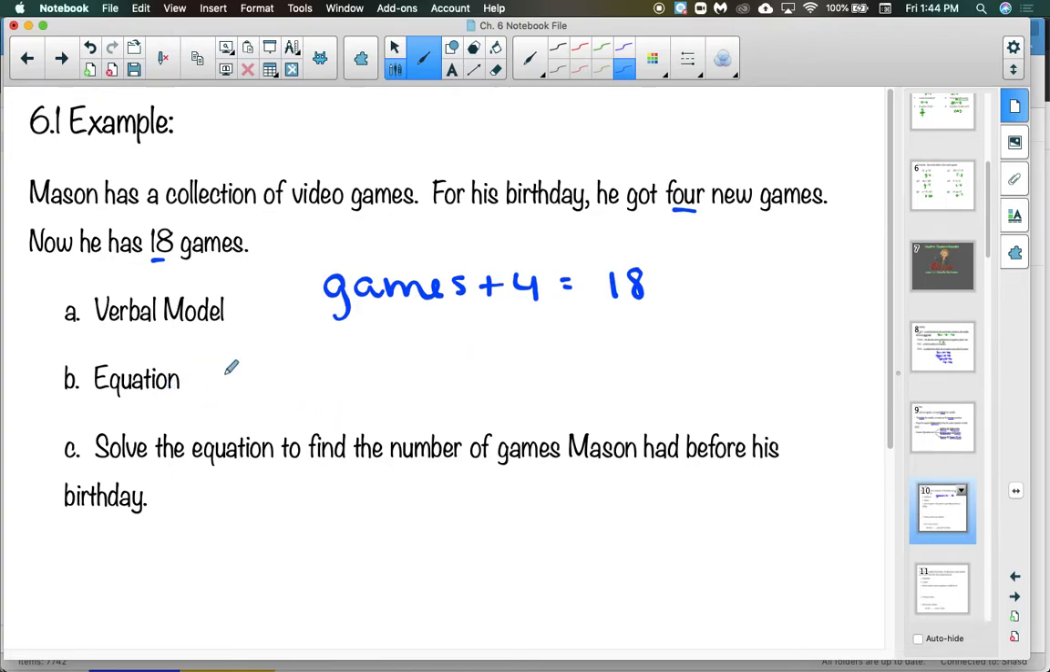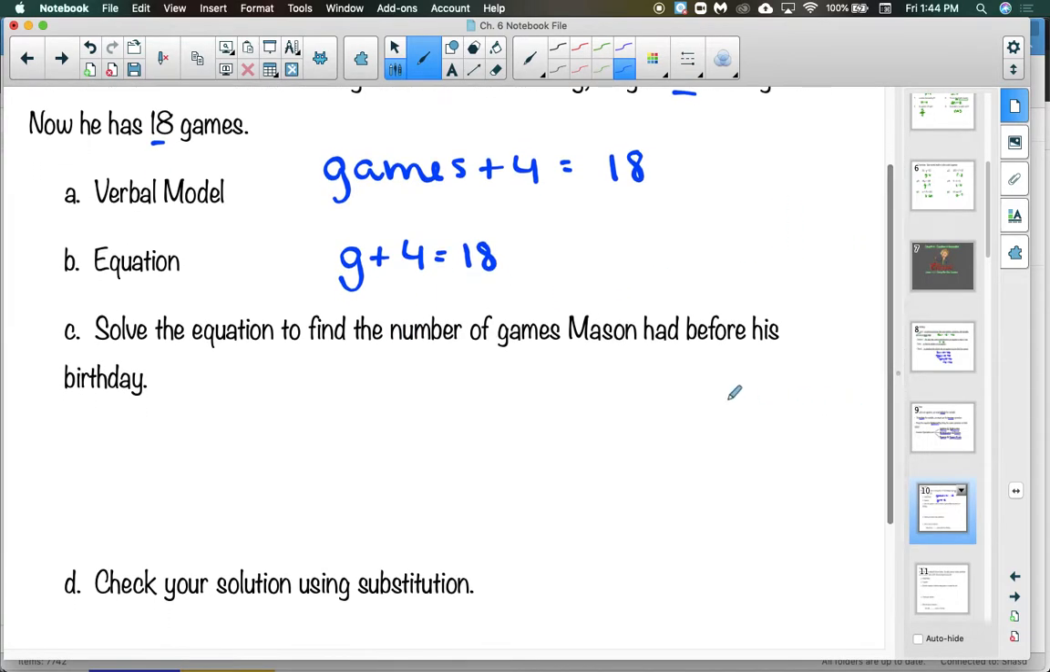So if we want to turn this into an equation, we want to get rid of the words and use variables in their place. So a good variable to use for games would be the letter G. And the equation is G plus 4 equals 18. In the next part of this question, we want to solve the equation, so we're going to copy the equation here. Got G plus 4 equals 18.